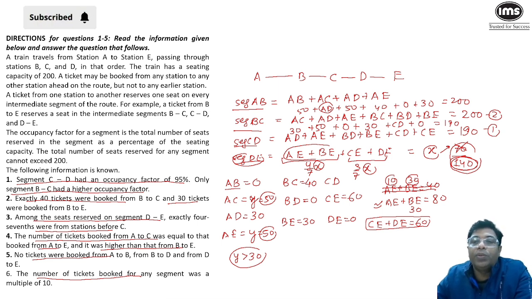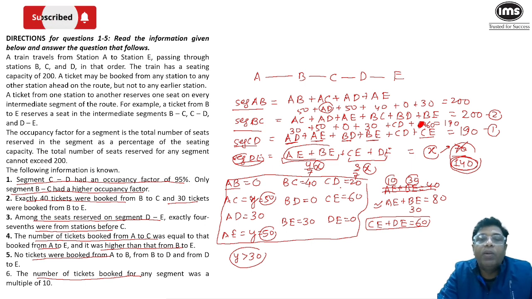So if you subtract, am I missing any value? Yeah, C has to be 60. So once again, AD is 30, AE is 50, BD is 0, BE is 30, CD we have to calculate, and CE is 60, not 0. I'm sorry, I've taken the wrong value. So now let's calculate 80, 30, 110, 60, 170. So CD will become 20. Now we know all the values, and based on this, we can easily solve all the questions of this set.